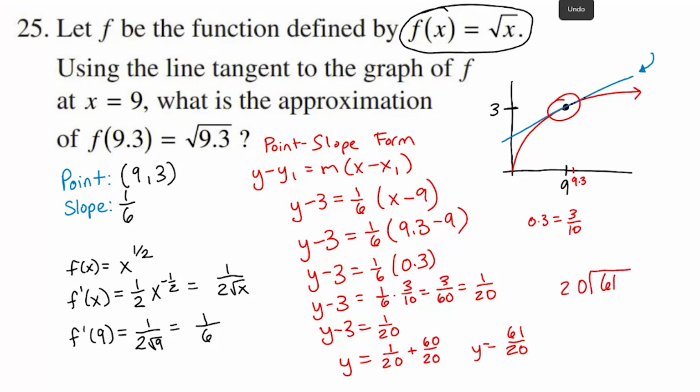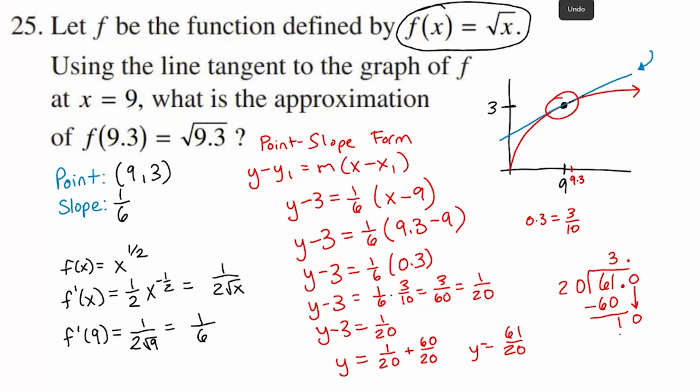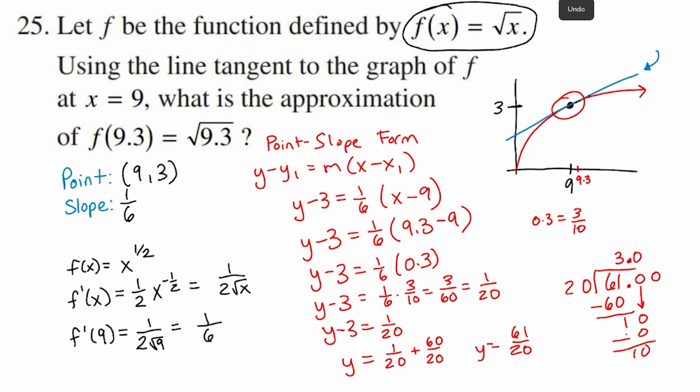20 goes into 61 3 times. 3 times 20 is 60. Subtract, put a little decimal there, bring down the 0. 20 does not go into 10, so we'll have 3.0. Then we'll bring down another 0 to get 100, and 20 goes into 100 5 times. So I'm not honestly really sure whether you're going to have to bubble in the fractional answer or the decimal answer, but either way, your answer is going to be either 61/20 or 3.05.